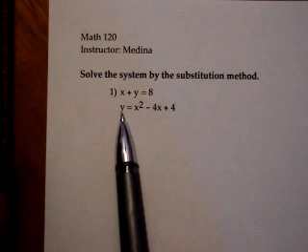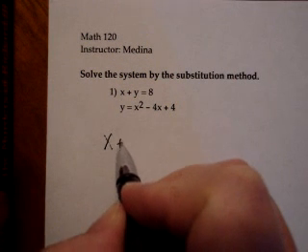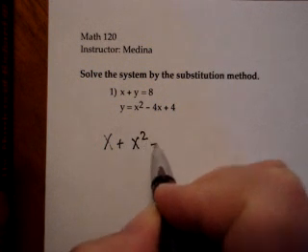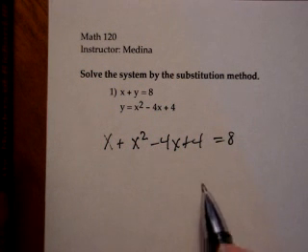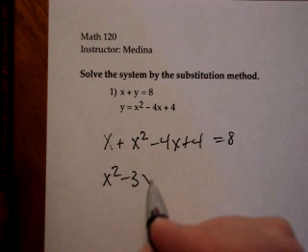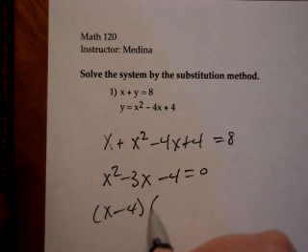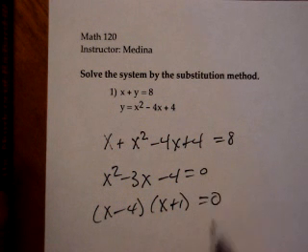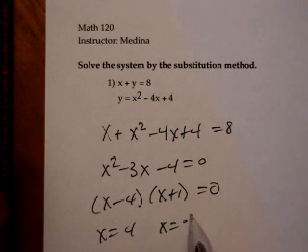Look, I already have y isolated in the second equation, so I'm going to get x plus, instead of y, x squared minus 4x plus 4 equals 8. Now let's gather like terms and set it equal to 0. x squared minus 3x, minus 4 equals 0. When I factor, that's what I get. And so I get x equals 4 or x equals negative 1.